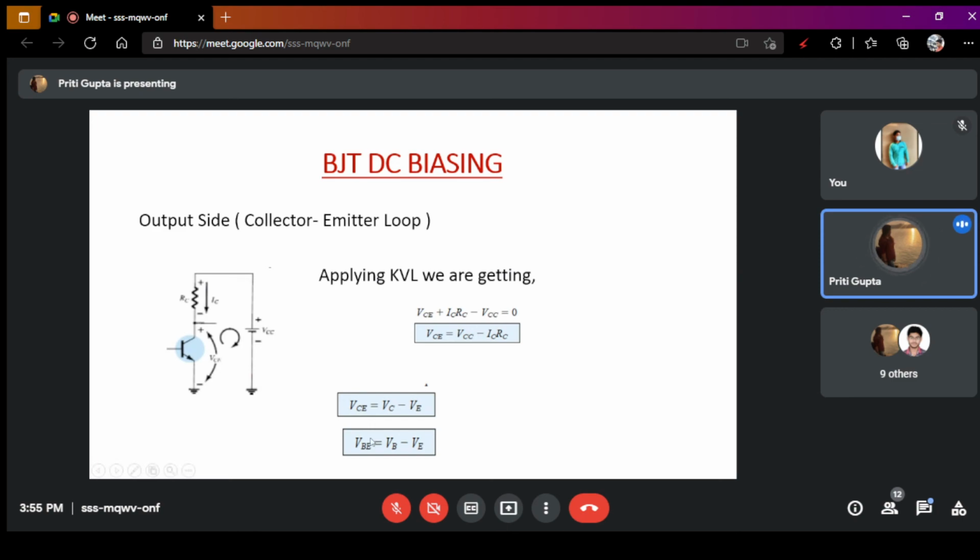Now have a look. So this will be your equation number 5. VCE is equal to VCC minus ICRC, equation number 5. In the next line, write down IC is equal to beta into IB, equation number 6. Each and every equation is very, very important for the problem.